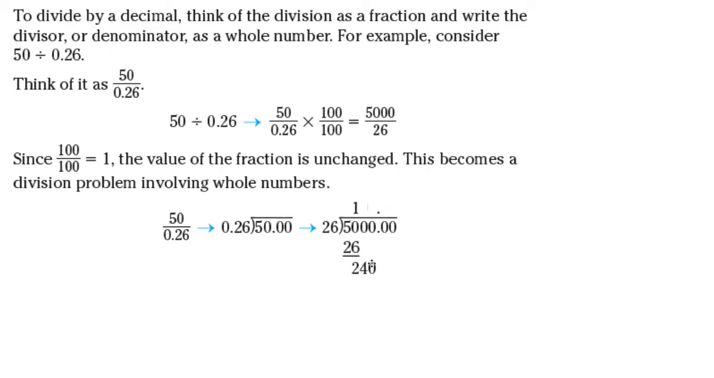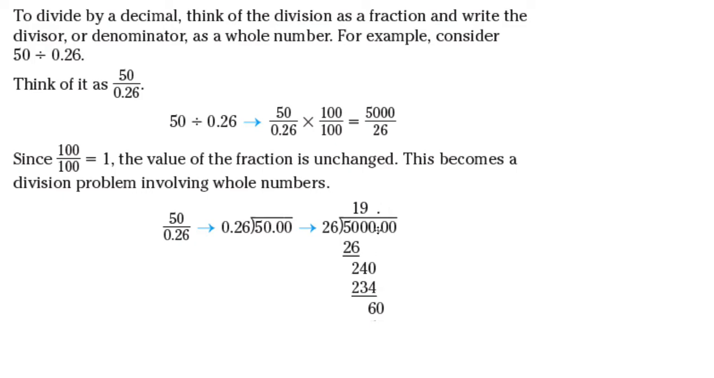Okay, and bring down the 0 right there. It's not really lined up, but that's okay. So now how many 26 is going into 240? That would be equal to 9. 9 times 26 will give us 234. Subtract those two numbers, and that will give us 60.